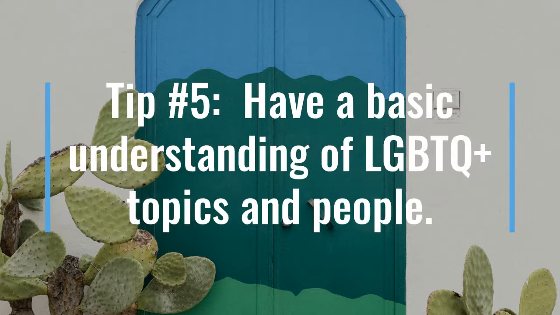Tip number 5 is to have at least a basic understanding of LGBTQ+ topics and people. It is important to have even a base understanding of LGBTQ+ topics so that you are poised to support LGBTQ+ people. Also, having a basic understanding of LGBTQ+ people means that it is less likely that you will use LGBTQ+ identified people as your educators, which is not their job. It also shows that you care enough about LGBTQ+ people to do some education on your own.